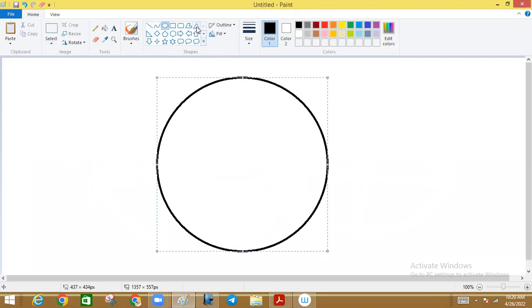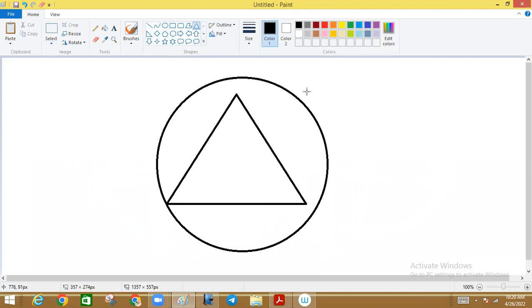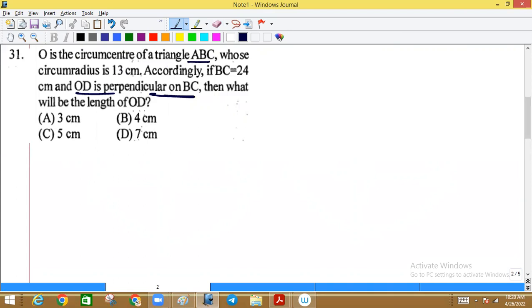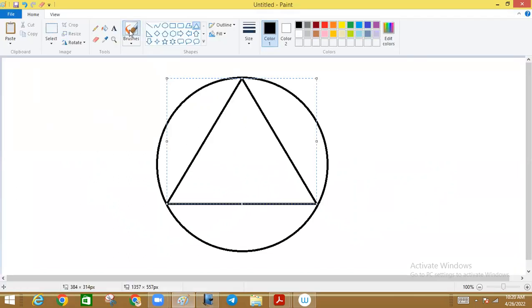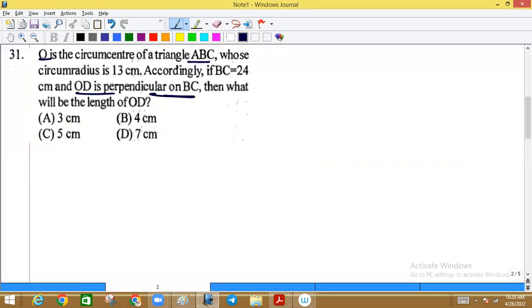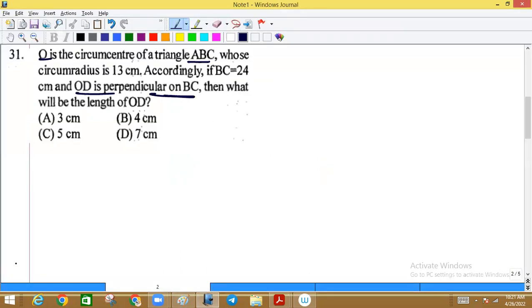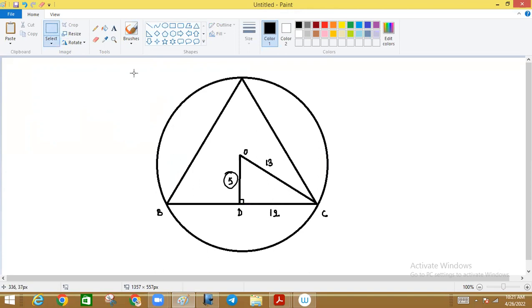Take a circumcircle of triangle ABC. O is the circumcenter of it. Take O here. And OD is perpendicular on BC. A perpendicular divides the chord into two equal parts. If it is 12 and the radius is 13, then what is OD? 5, according to the Pythagoras rule. So OD is 5.